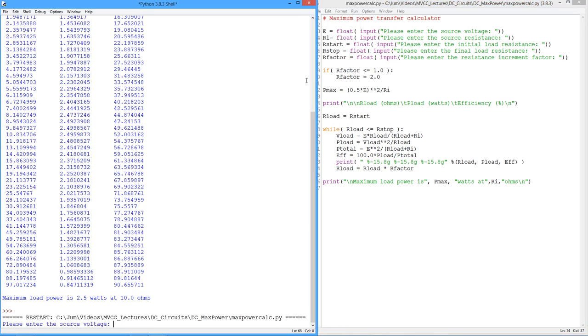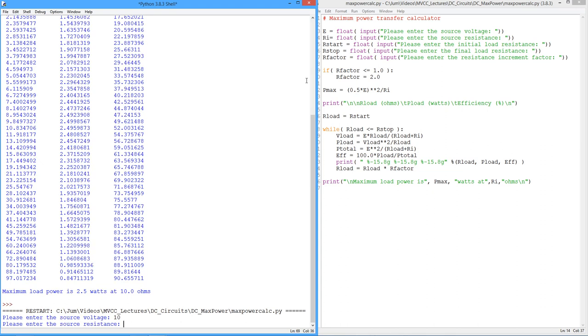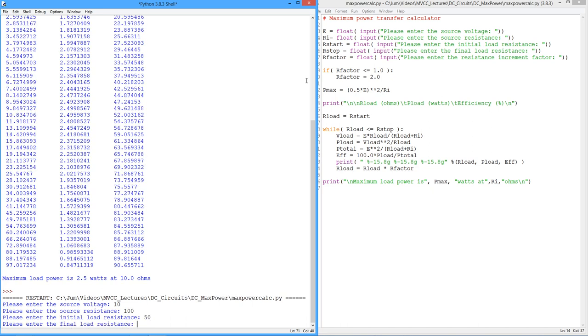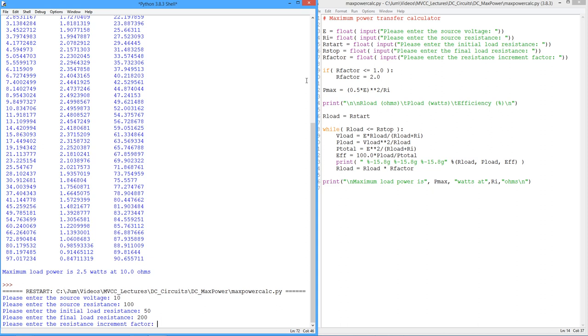let's say I'll keep the 10 volts, but maybe we'll do a source resistance of 100 ohms this time, as we had originally. And maybe we'll narrow it up a little bit. Okay, so maybe I'll just do a factor of 2 on either side. So I'll do 50 ohms down there. Maybe the final resistance will be 200 ohms. And maybe we'll do 1.05 or something like that.